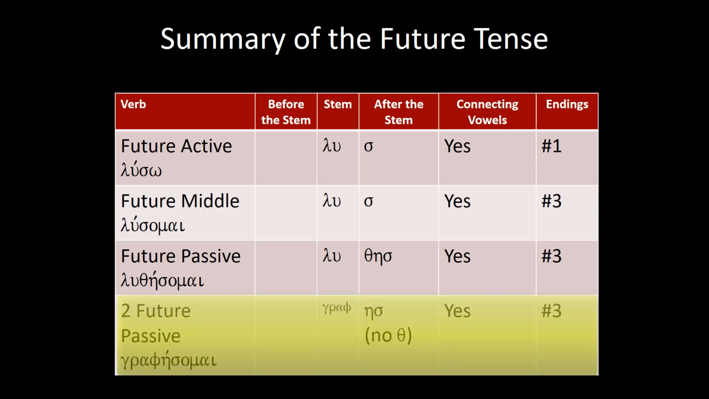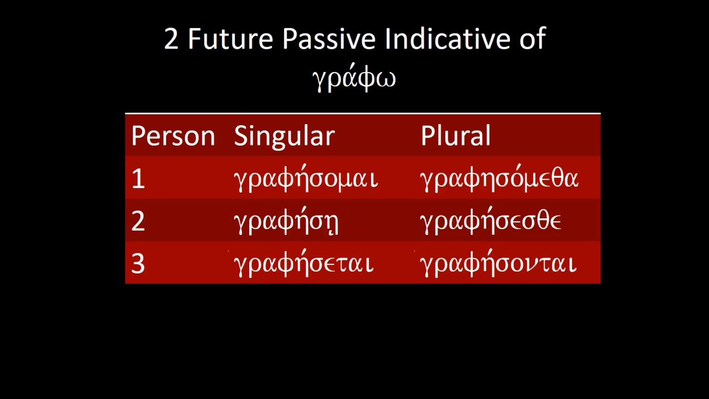Then there was a second future passive. Really the only deal here is that there's no theta. So instead of saying theta eta sigma, it's just eta sigma. So that's very similar to the future passive. There's just no theta. And it looks like this.